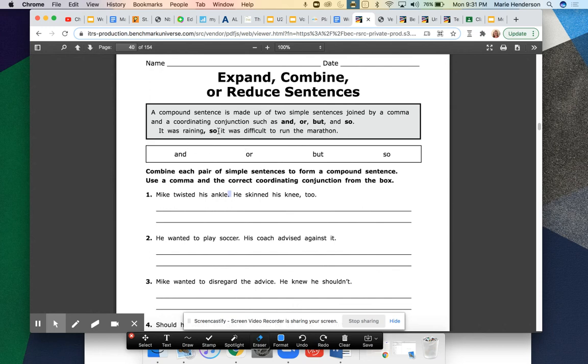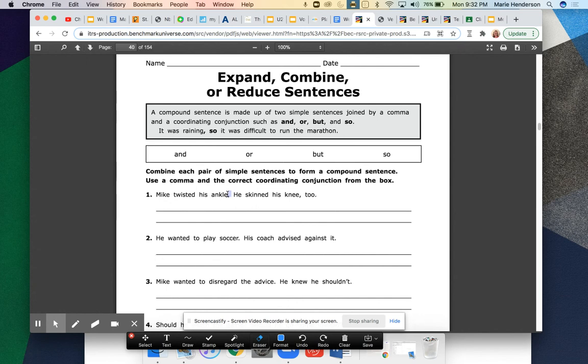If you used it was raining or it was difficult to run the marathon, that wouldn't make sense because it's not one or the other. It was raining, but it was difficult to run the marathon doesn't make sense either, because one is affecting the other. The word but would imply that one wasn't affecting the other. So it would mean it's kind of like another word for despite something happening, something else happens. So I want you to really think about which of the four options you have is best fitting in the particular examples that are here.